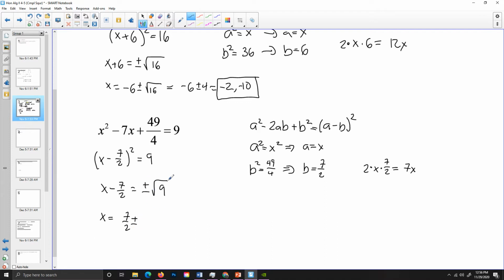Now I'm going to just take the square root of 9 and say that it is 3. Now, I can still combine these because they're still like terms even though I have a half. So now I need to change my 3 into halves so that I can have common denominators. So I'll have 7 over 2 plus, there are 6 halves in 3. So now I can go 7 plus 6 is 13 over 2, and 7 minus 6 is 1 over 2.